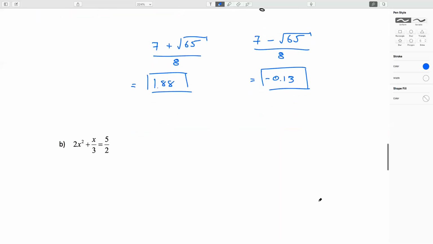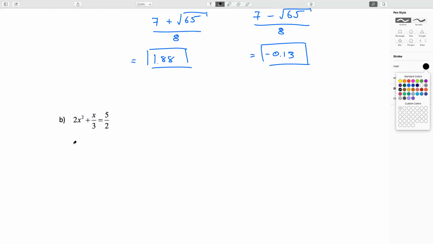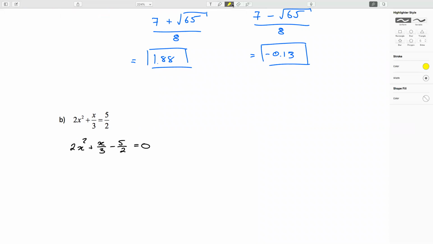Let's try another one. This one's a little uglier. It's got fractions, and unfortunately, it's not organized in the same way as before. So we're going to have to rearrange it a little bit. Change it to 2x squared plus x over 3 minus 5 over 2 equals 0. Now we can see A, B, and C clearly. A is going to be 2, B is going to be 1/3, and C is going to be negative 5 over 2.